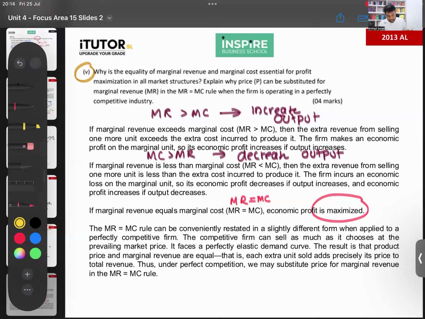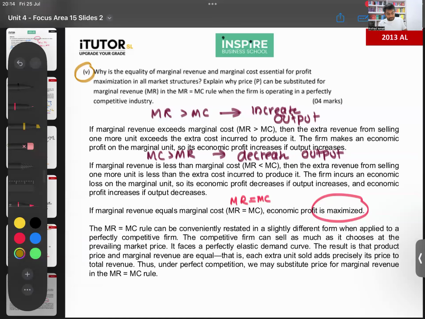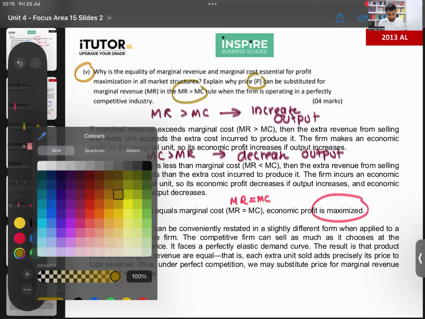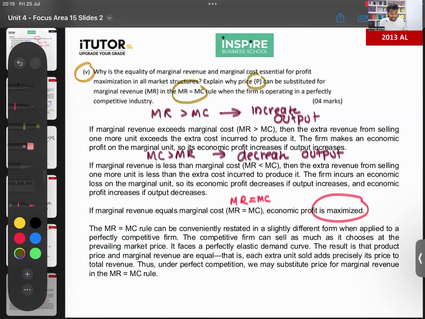Right. So then there is another part for this question. They're asking you, how can you substitute price to the MR equals MC rule? So what do you need to talk about there? Because a firm in perfect competition is a price taker. They have a perfectly elastic demand. So that means each additional unit that they sell, the price and the MR will be the same. You don't have to reduce.